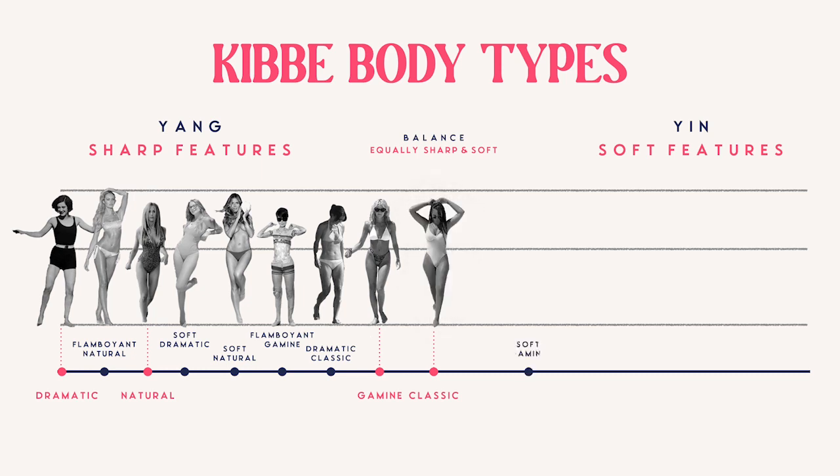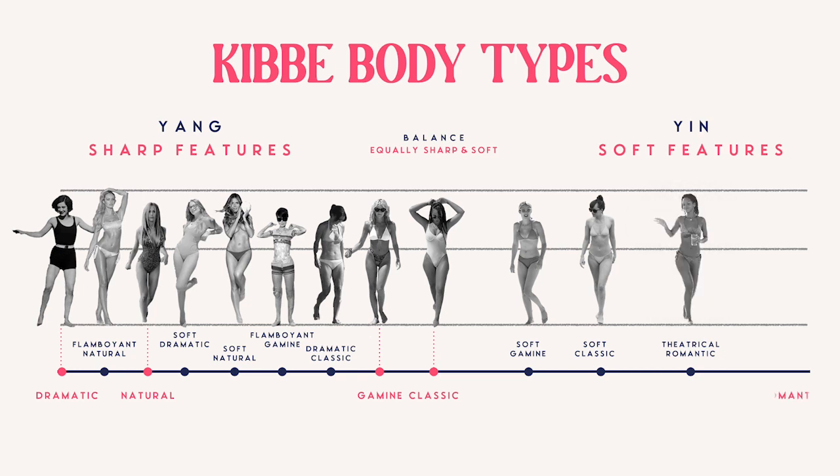So Angie Salama created this scale that you're seeing now to try and illustrate the relationship between yin and yang, because whilst you'd assume that if you're a soft dramatic you'd be next to a pure dramatic on this scale, you have more softness than the natural and flamboyant natural types, which means that you're further along because you have more yin. Does that make sense? Don't worry if it doesn't, because I'll get into it more later.